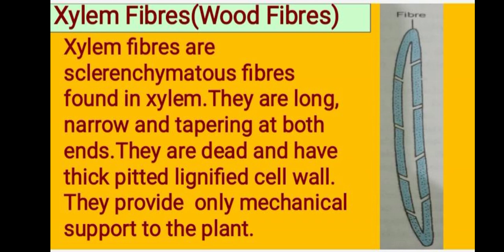The 4th element of xylem tissue is xylem fibers. They are also called wood fibers. Xylem fibers are sclerenchymatous fibers found in xylem. They are long, narrow and tapering at both ends. They are also dead and have thick, pitted, lignified cell wall. They provide only mechanical support to the plants.